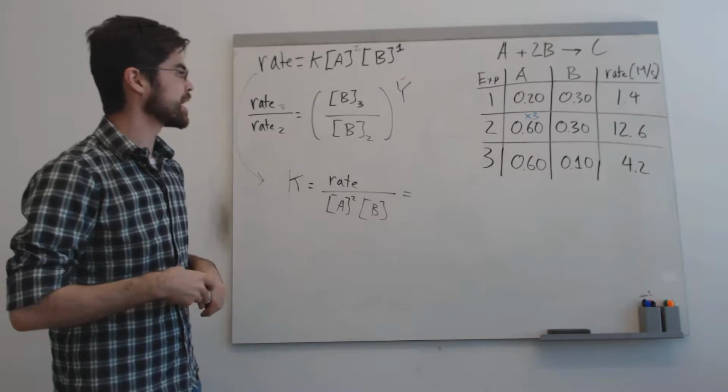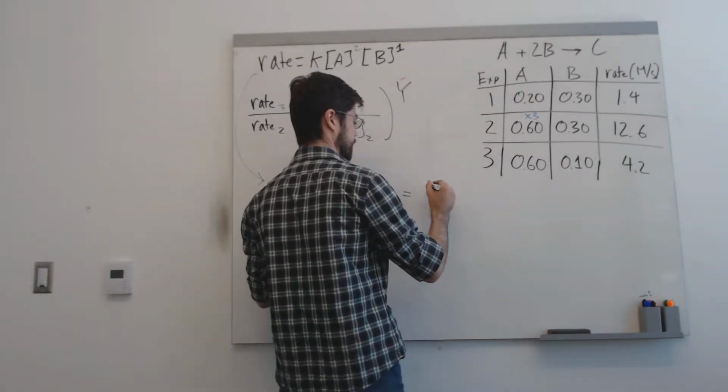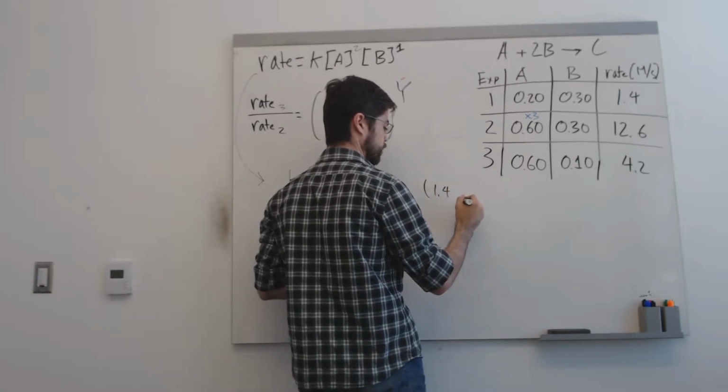So in this case, I'll just use experiment 1. I know that the rate in experiment 1 is 1.4 molar per second.